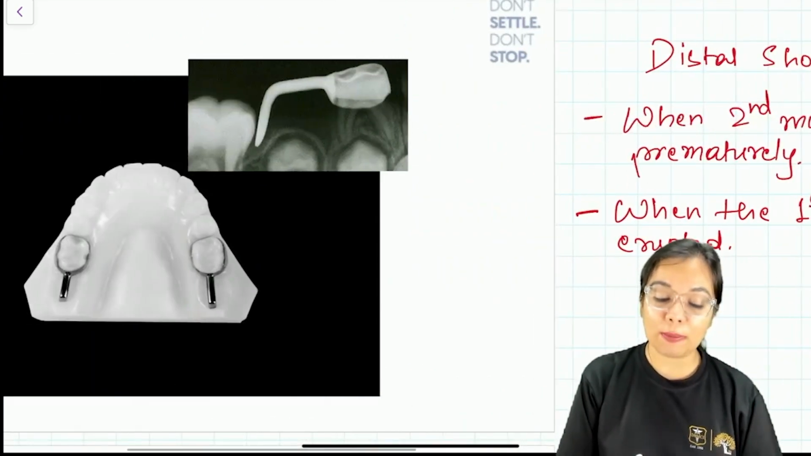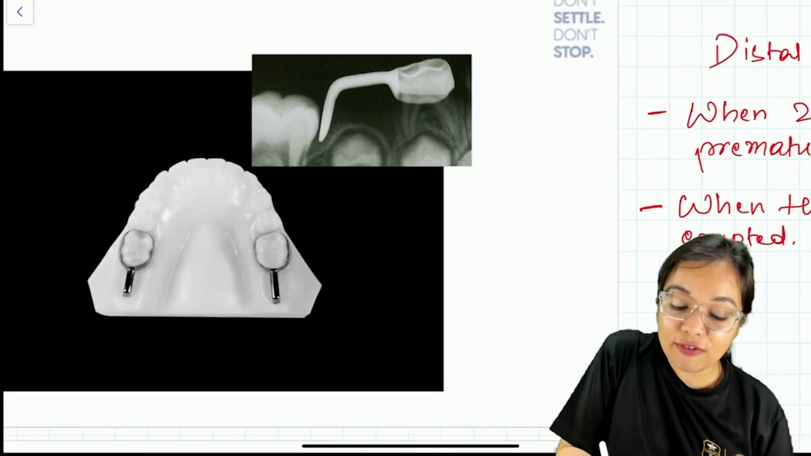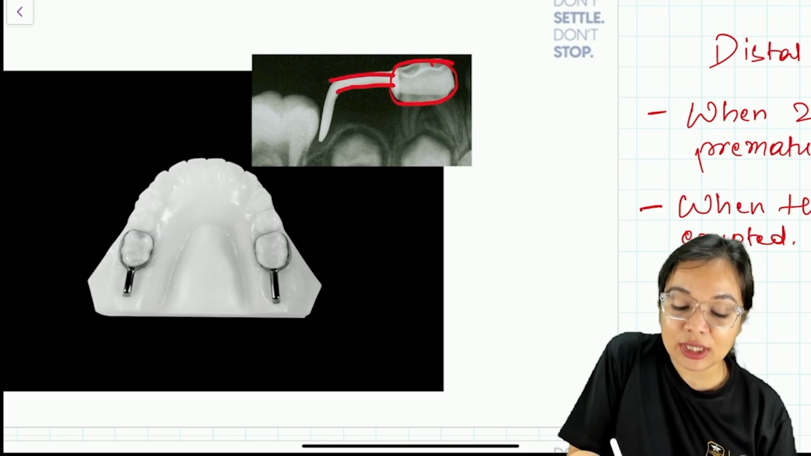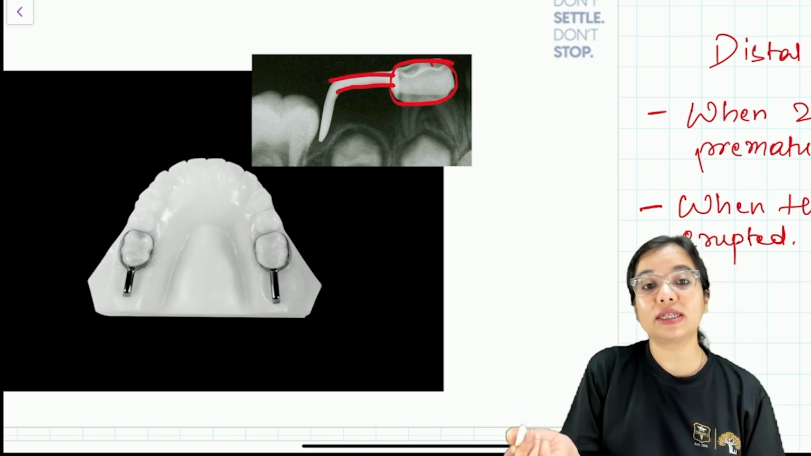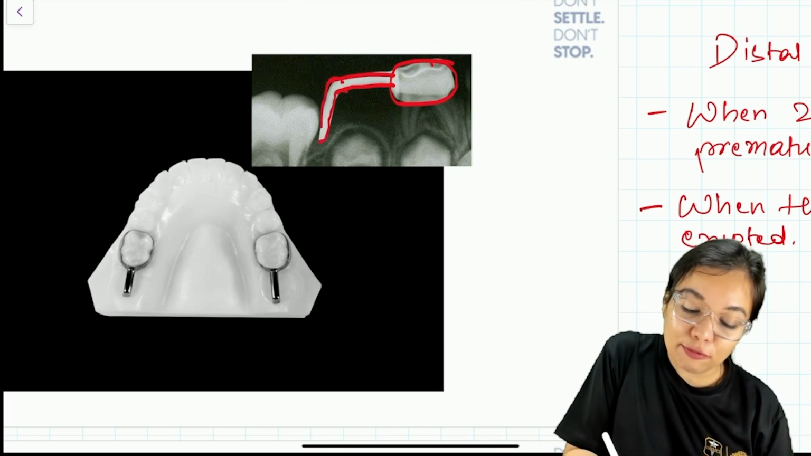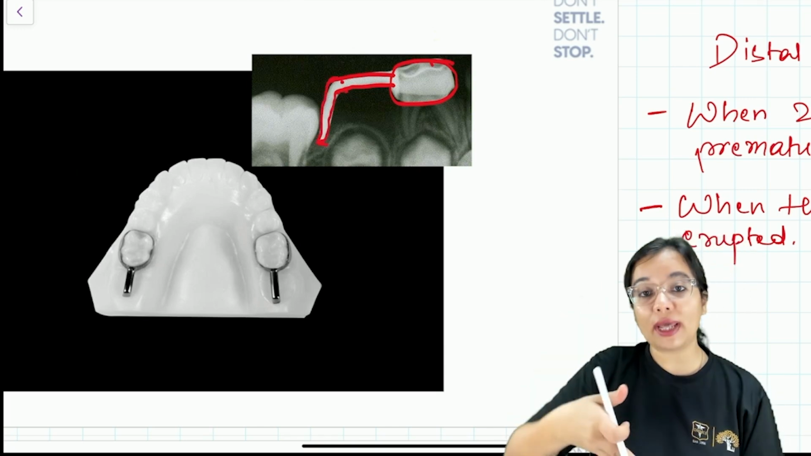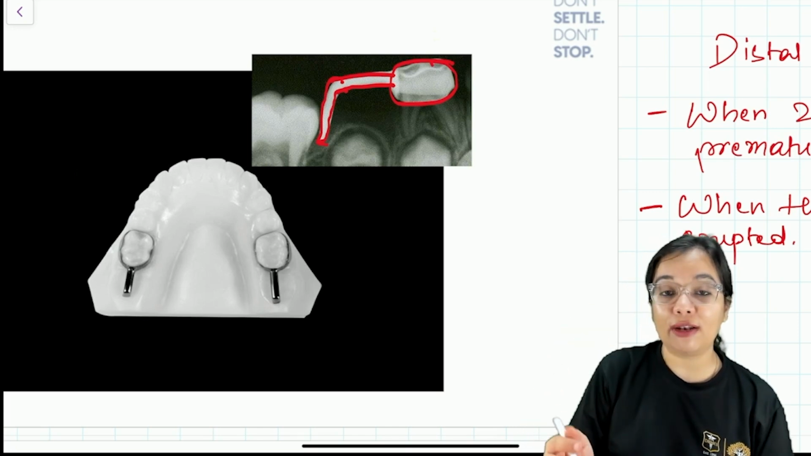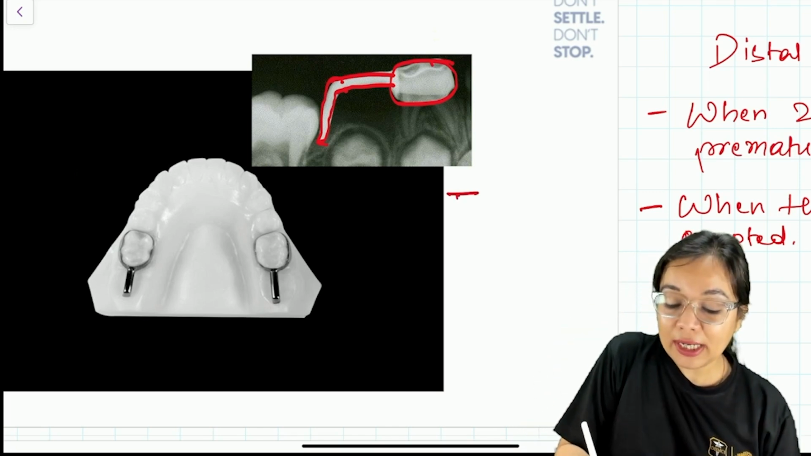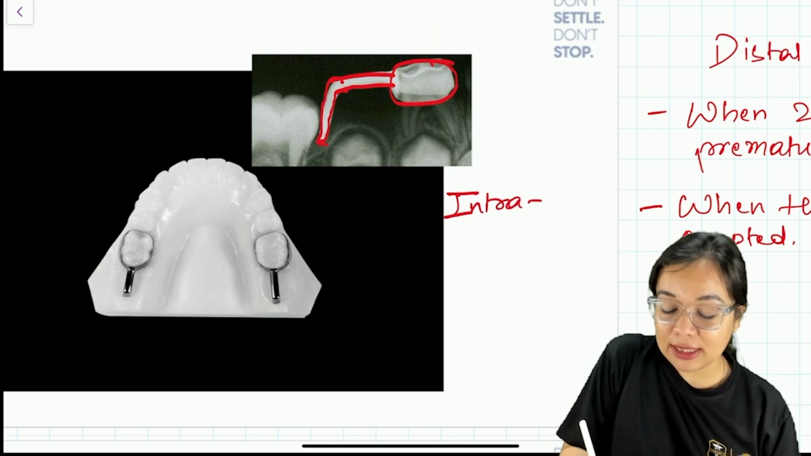In such a case, you give a distal shoe appliance. So a distal shoe appliance is given on the first primary molar and it has an extension that looks like a shoe. Hence, it is called a distal shoe appliance that goes inside the alveolus. So that shoe-like extension is going inside the alveolus. That is why distal shoe appliance is also known as an intraalveolar appliance.